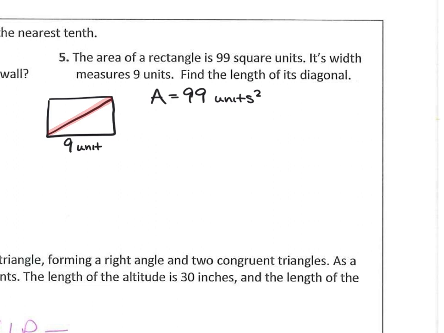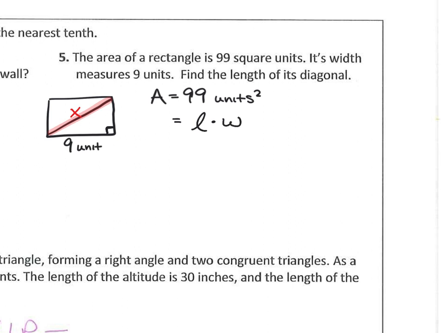Okay, I notice that this makes a right angle, which means I can use the Pythagorean theorem to figure out what this diagonal is. The only problem being, I need to know this height if I'm going to be able to do a squared plus b squared equals c squared. But I'm given the area of this rectangle. How do you find the area of a rectangle? Oh, wow, that's base times height, or length times width. Yes, I'm going to use length times width.